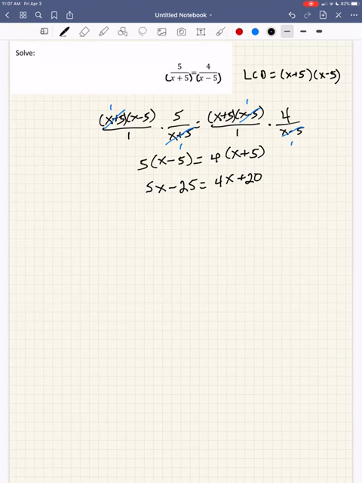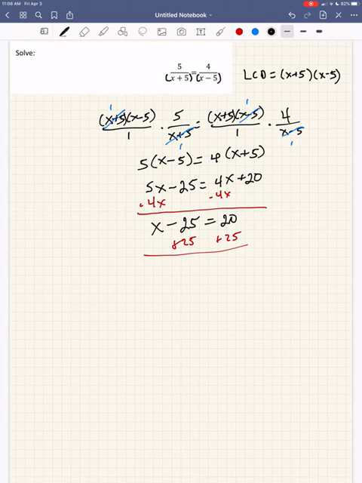I need to get my variables on only one side. My only variable here is x, so I could either subtract 5x from both sides or 4x from both sides. I'll choose to do 4x, I guess. So I'll subtract 4x from both sides of the equation. That will leave me with just 1x on the left. So we get x minus 25 equals 20. And then I'll add 25 to both sides to get x by itself. And that will leave me with x equals 45.